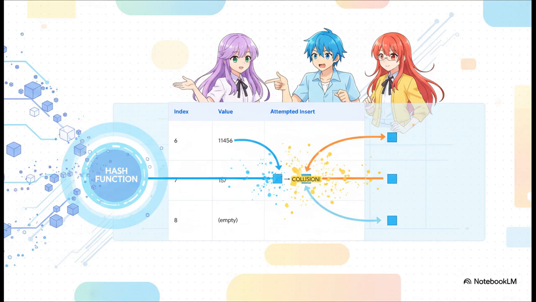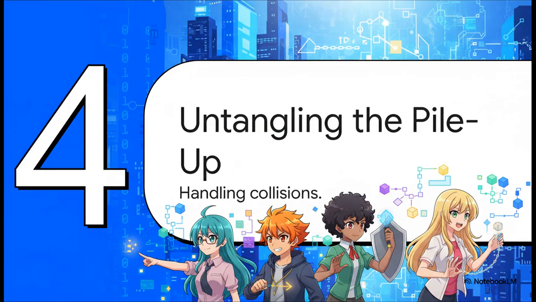So what do we do? We can't just overwrite the old data. That would be terrible. We need a strategy. Thankfully, computer scientists have spent decades coming up with some really clever ways to handle these pile-ups. They pretty much fall into 2 main philosophies for resolving collisions.